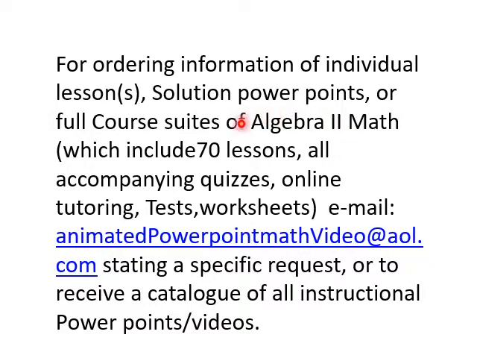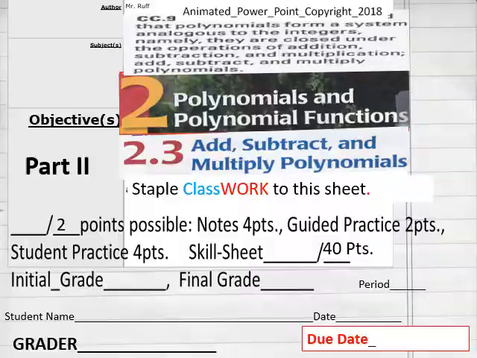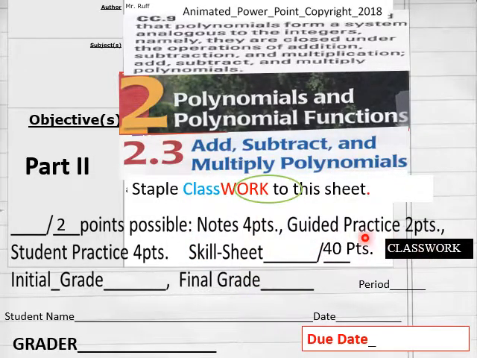Hello everybody, getting ready to do lesson 2.3 of Algebra 2 Math Part 2. Today we have a 40-point class worksheet for adding, subtracting, and multiplying polynomials. And we have 2 points here of note-taking. Here's our standard up here, and let's get into our lesson.